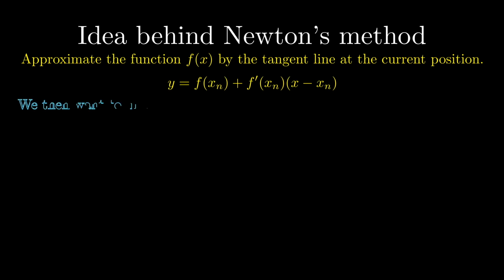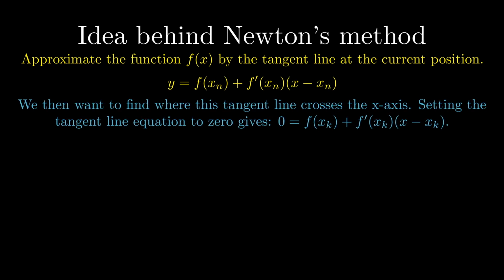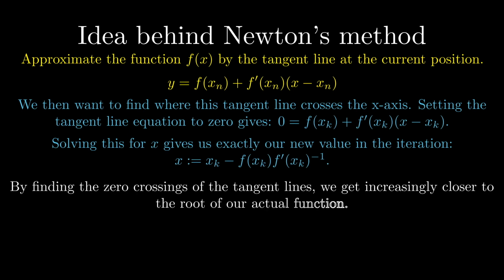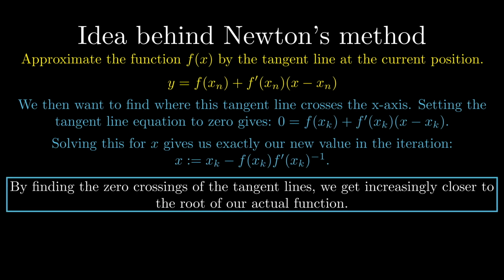We then want to figure out where this tangent line crosses the x-axis. So we set y to be 0. We can then solve this equation for x, which gives us exactly the iteration step we saw before. So in conclusion, the main point of Newton's method is that by finding the 0 crossings of the tangent lines, we can get increasingly closer to the root of our actual function.